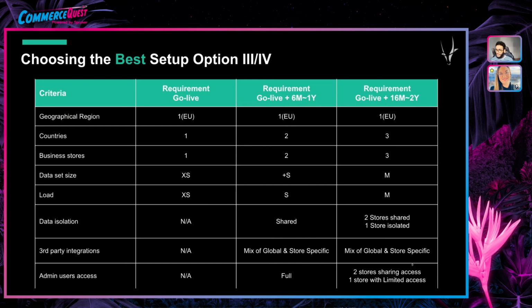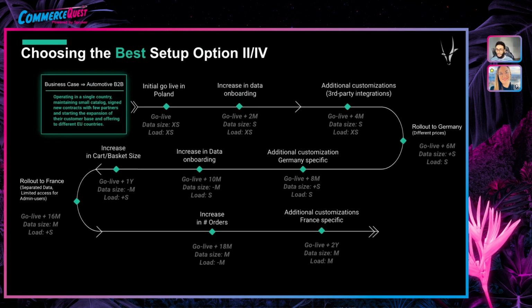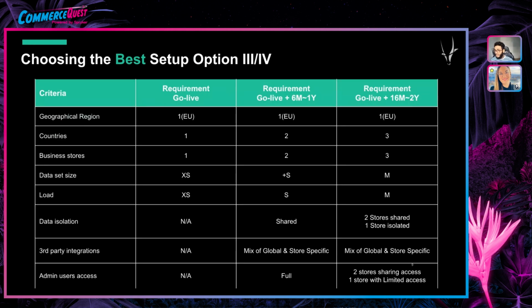The business store is exactly the same according to the previous use case. The data set size is exactly what we collected: XS, then an S plus, and then an M. The load, the same. And the data isolation in the beginning, since it's 1 country, is not applicable here. Then in the requirements, it's still shared data, just different prices. And finally, for the actual France go live, they would like to have an isolated flow. So you try to map the requirements in this regard.